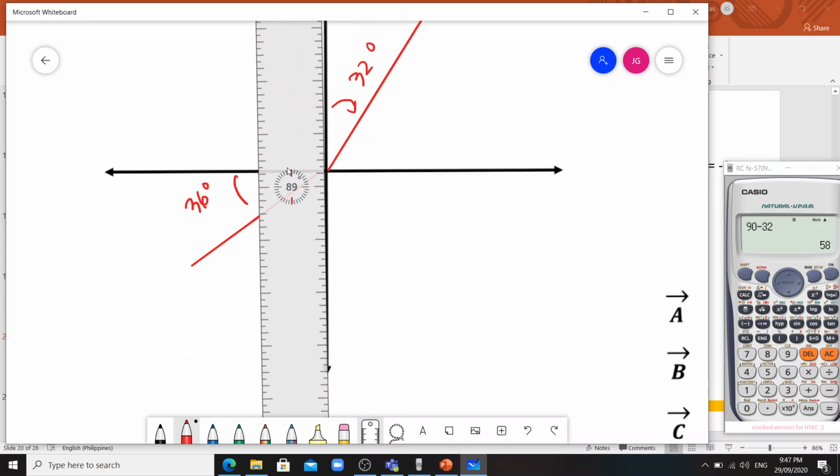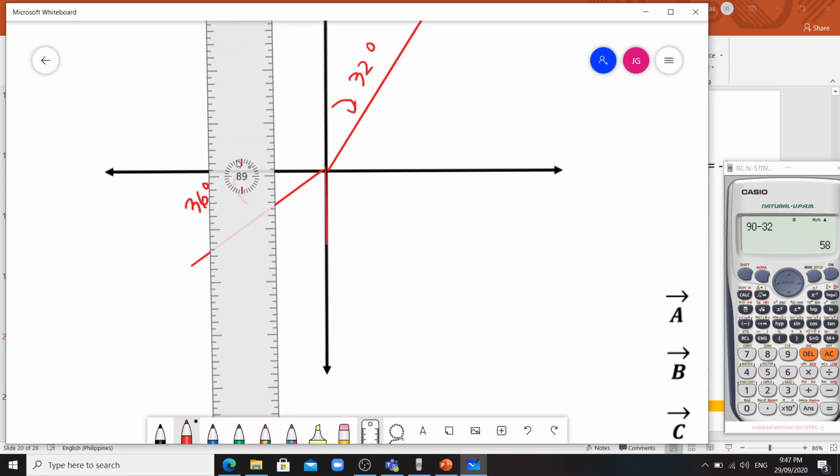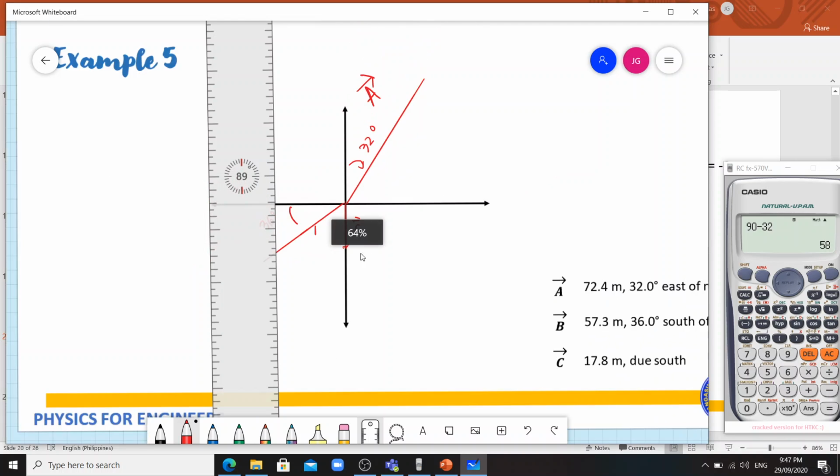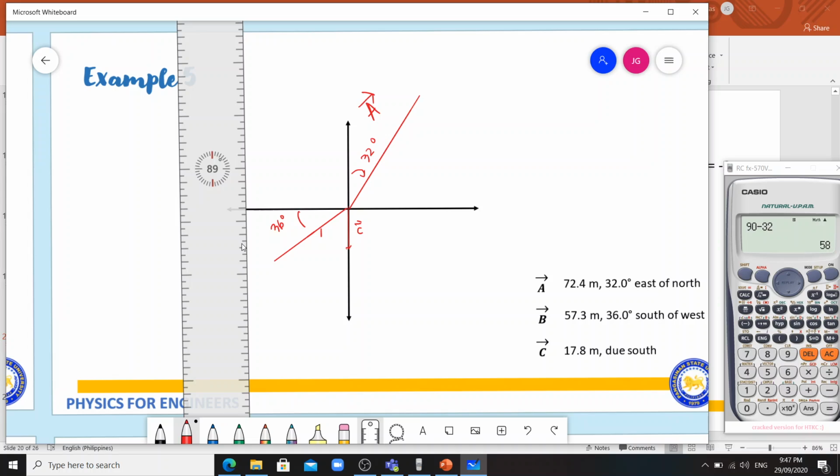Drawing lang natin. Never mind the sizes, kasi ang hirap talaga. Yan. So, for example, yan is 17 meters. Ito yung vector C. Ito yung vector P. Okay. Then, let's compute.